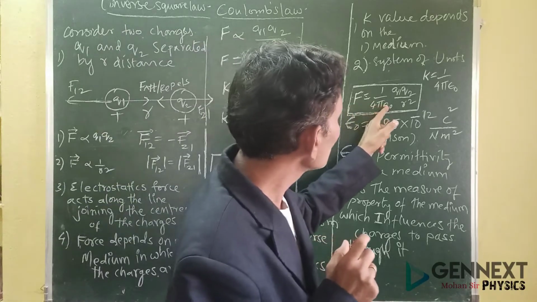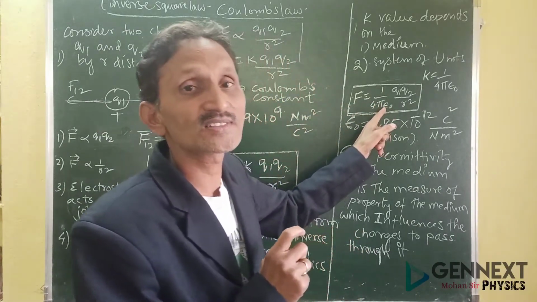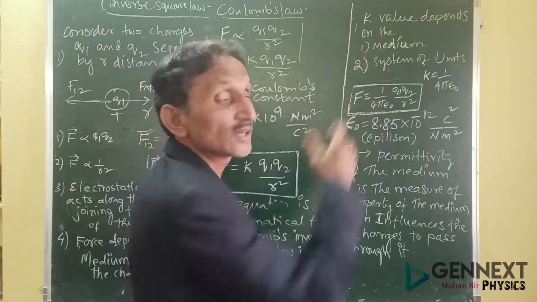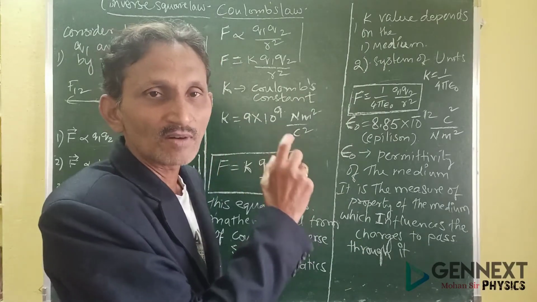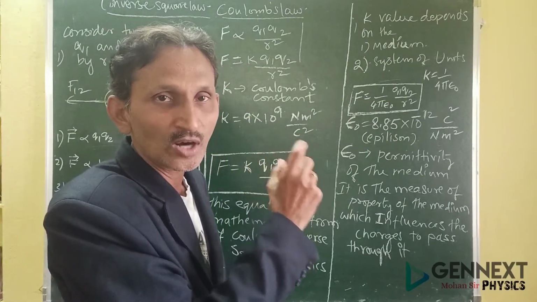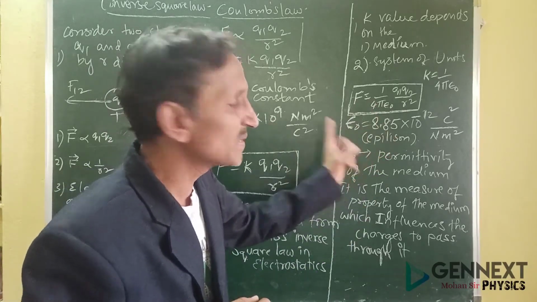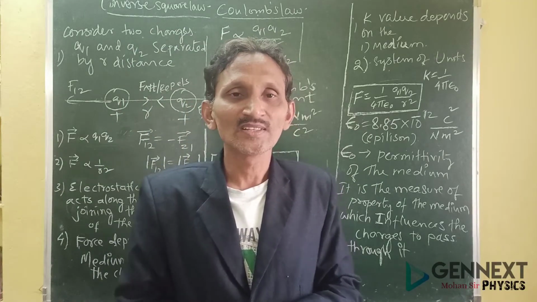So F is 1 by 4 pi epsilon Q1 Q2 by R square, that is the K value we are considering, given in terms of the medium. K value is given in terms of medium: 1 by 4 pi epsilon naught, Q1 Q2 by R square. This epsilon naught has a standard value. Experimentally it has been identified. This is a standard value.